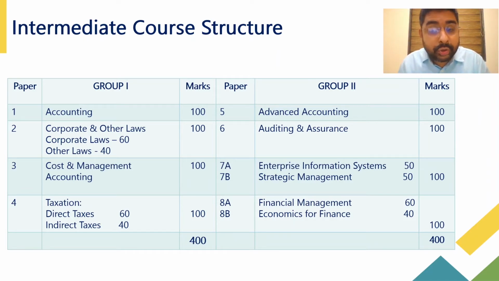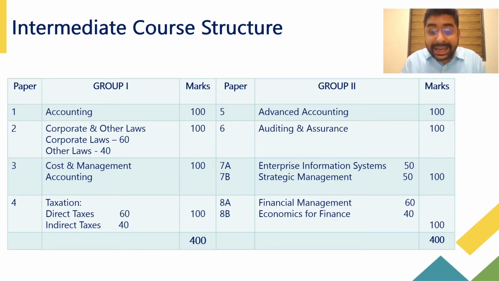Paper 7 has two parts. You have paper 7A, which is Enterprise Information Systems, 50 marks, and 7B, which is Strategic Management, which is 50. That's the way it totals to 100. Enterprise Information Systems is basically a paper on using information systems, more of using technology in business, so it's a lot of information technology. And strategic management is basically about business management. It is similar to the paper you've done in Foundation. So that again totals to 100 marks.